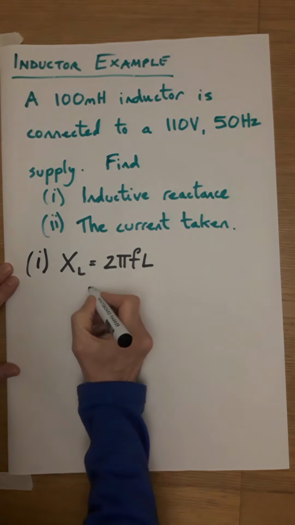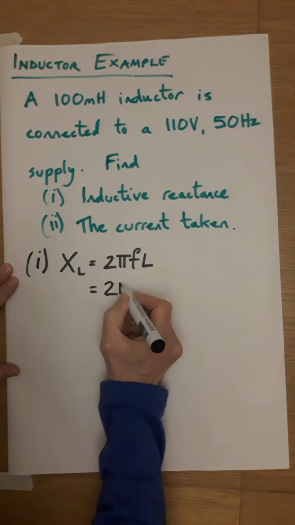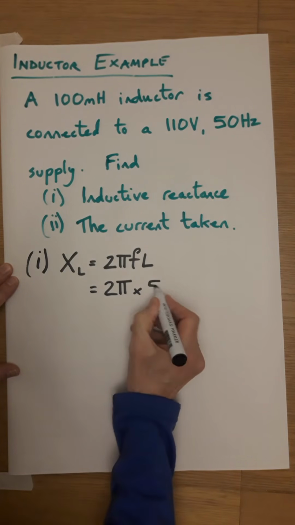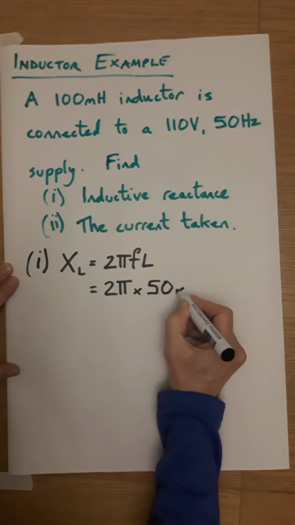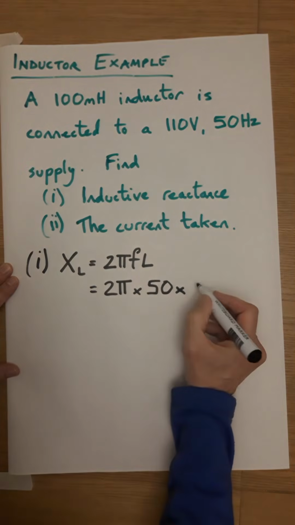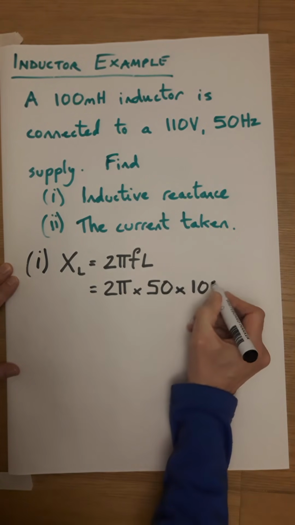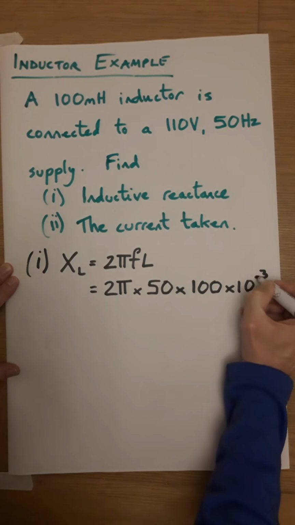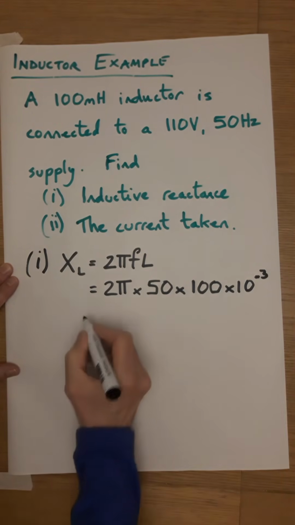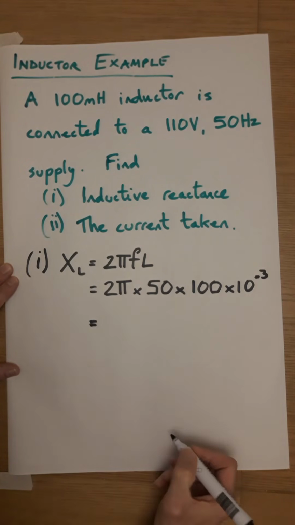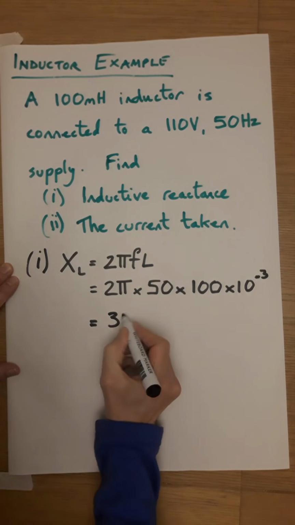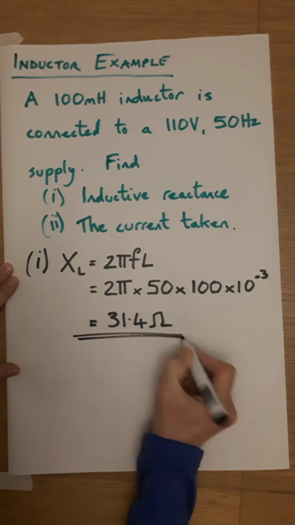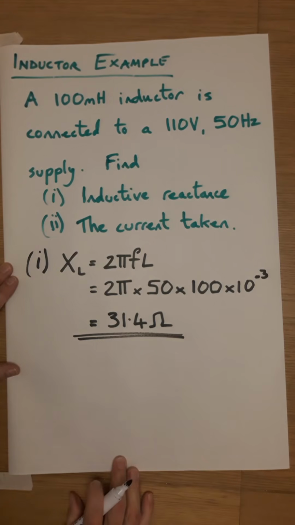Put the numbers in. 2 times pi times the frequency. The frequency in the question is 50. The value of the inductor is 100 millihenries. Don't forget the milli. So 100 times 10 to the minus 3. And if you put that in your calculator, I'm hoping you'll come up with 31.4 ohms. So that's XL.